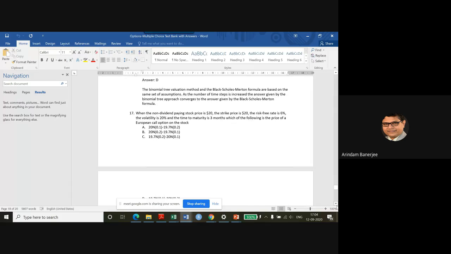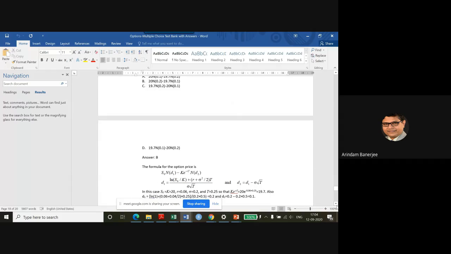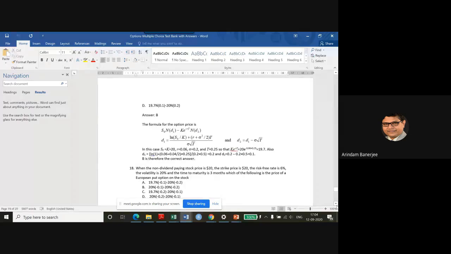So this is the formula. In the options, you can see the entire computation they have not asked, because this normal function calculation needs Excel or a scientific calculator. So just the expression. In the formula, S naught and K is 20, R is 0.06, sigma is 0.2, time to expiry is 0.25. So if I put this, it is 19.7. So the expression is this, and the answer is B.